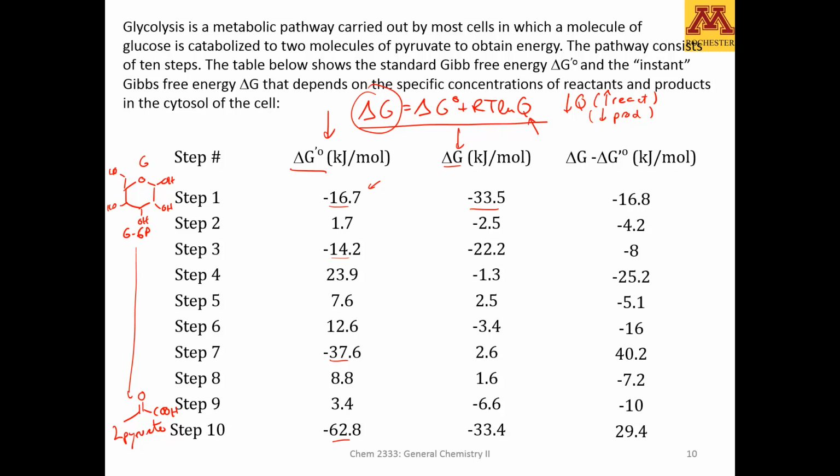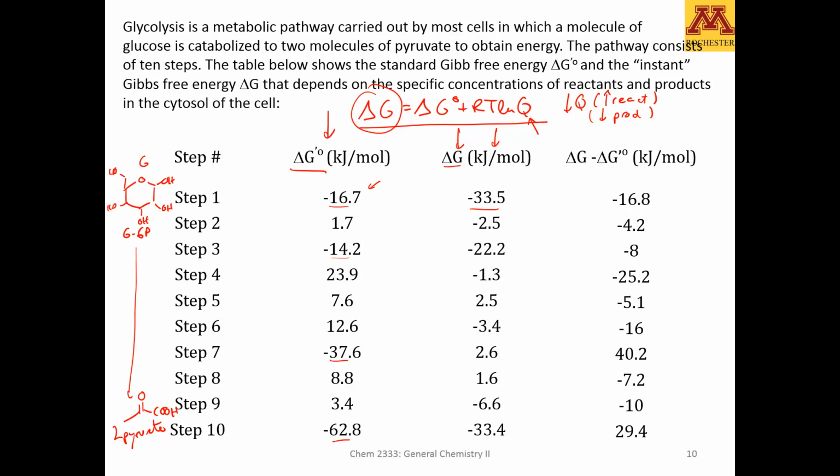and that will decrease your delta G. So what matters in the cell is this column over here, the instant Gibbs free energy, because the cell can play with the concentrations of reactants and products of all these 10 steps for the catabolism of glucose to move a reaction forward or keep it not moving very forward. So that will strongly depend on the conditions of the cell.